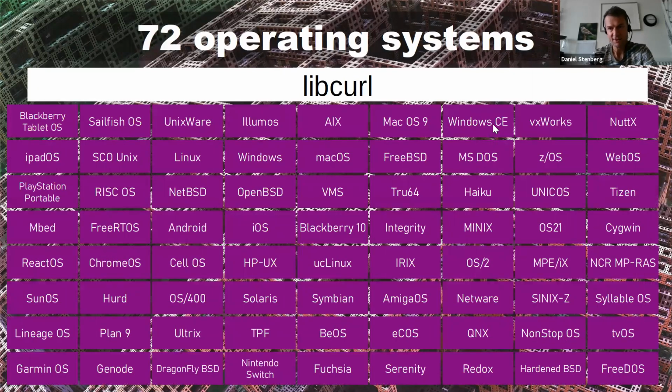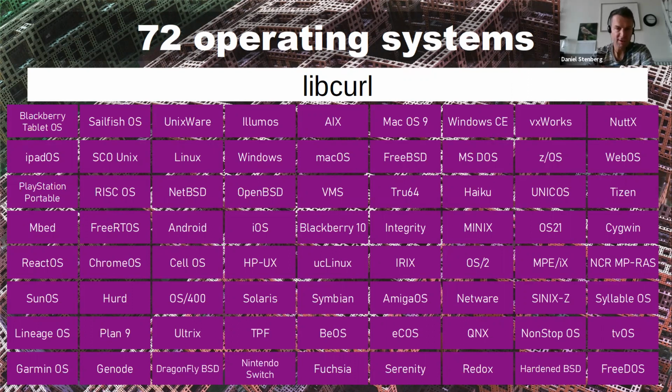And here's a little slide showing the 72 different operating systems that we know cURL has been ported to run on, just to show you basically the variety and the selection. You can go to all these operating systems and still get a libcurl running. And I'm sure there are operating systems that I've missed on this little slide here.